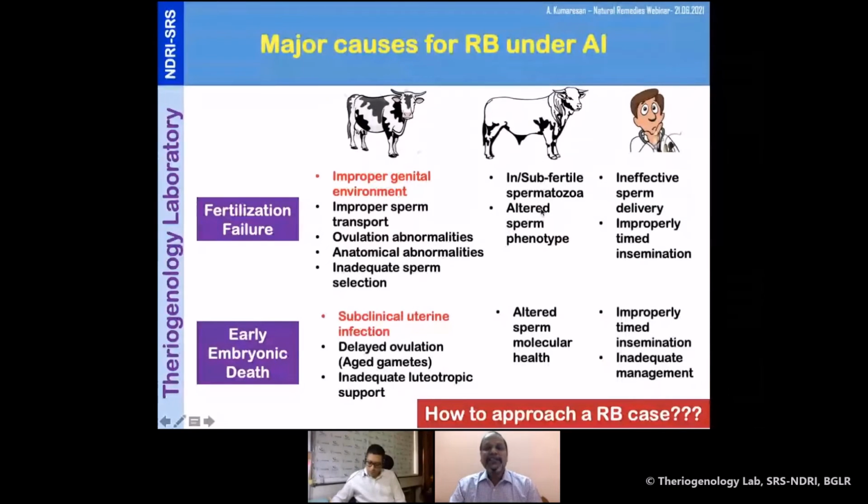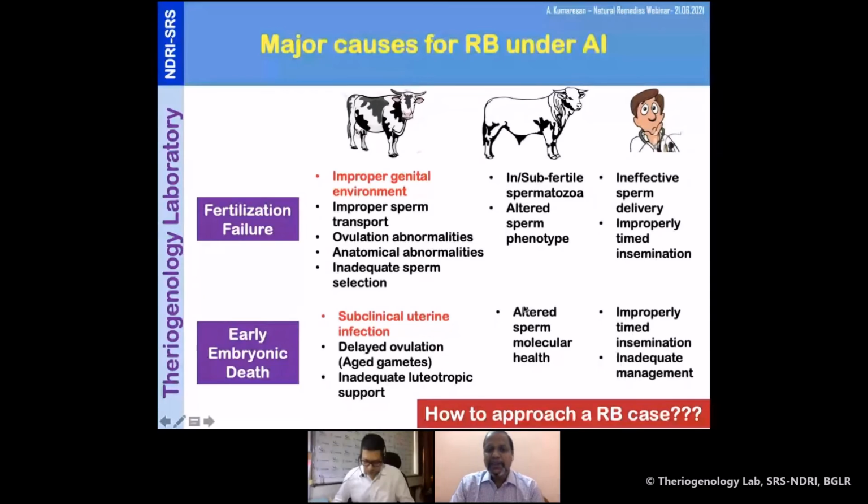In case of male subfertile spermatozoa, in the classical definition and after the two definitions, the male is removed because we consider that males undergo rigorous selection and the quality is ensured. But it is not so in many cases. Seeing is believing, but spermatozoa look similar in a subfertile bull and in a normal bull. If you go for some other analysis, it says this fellow is weak. So if spermatozoa from a subfertile bull are used, repeat breeding will occur. Altered sperm phenotype, ineffective sperm delivery and improperly timed insemination are all human factors causing repeat breeding.